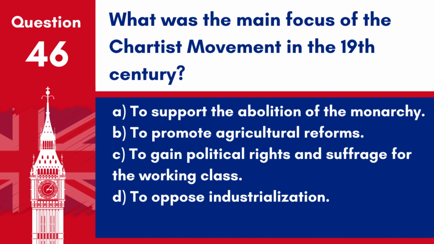Question 46. What was the main focus of the Chartist movement in the 19th century? A. To support the abolition of the monarchy. B. To promote agricultural reforms. C. To gain political rights and suffrage for the working class. D. To oppose industrialization.